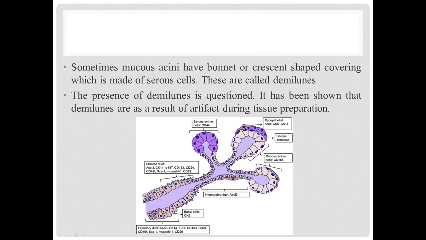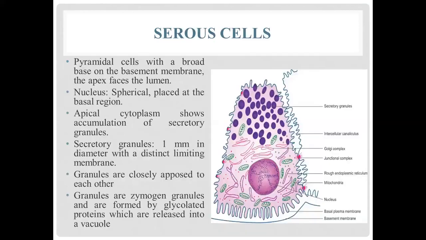The presence of the demilunes is mainly a questionable thing. Some say that it is seen in the mixed salivary gland, and some say that it is mainly due to an artifact, that means a fault during the tissue preparation.